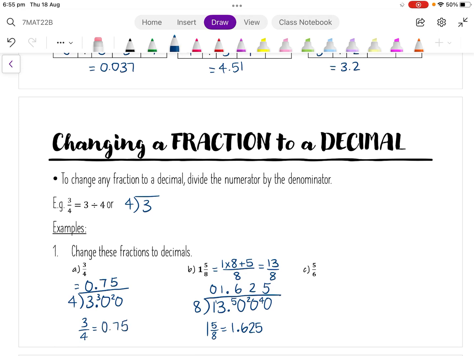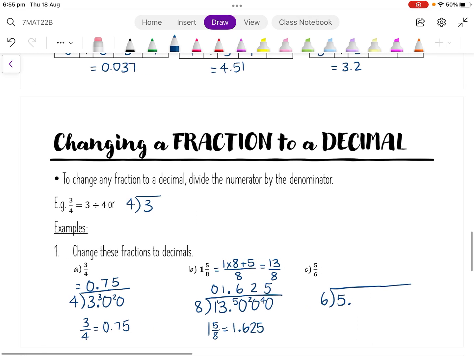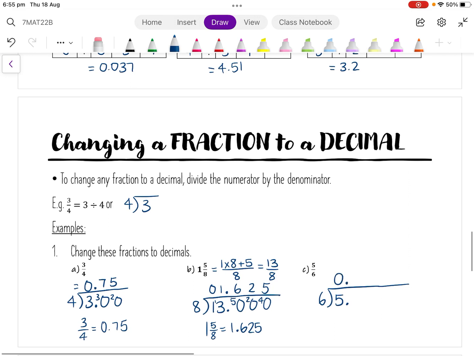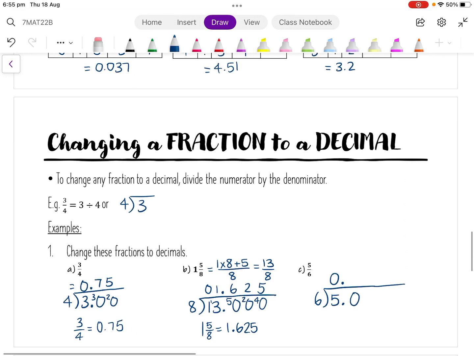Lucky last, we're going to look at changing the fraction of 5/6 to a decimal. So we are saying, how many times does 6 go into 5? So what we need to do is, 6 goes into 5 0 times, and then we have run into our decimal point because we have a decimal behind our whole number.